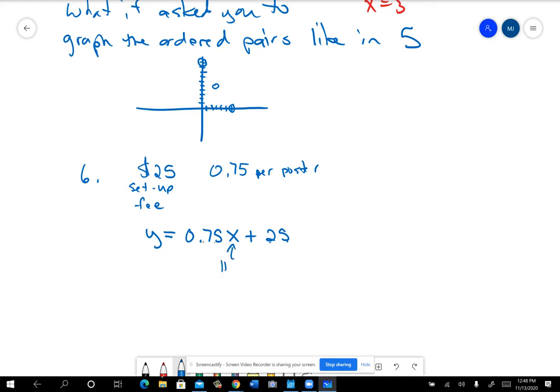And then it's important to make note that x is the number of posters and that y turns out to be the cost in dollars.